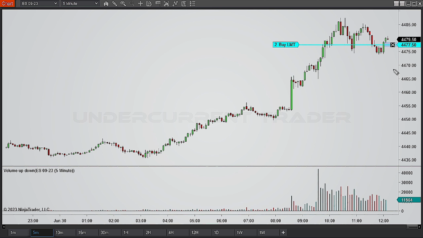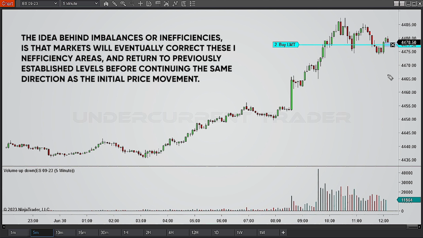As you already know, market imbalances are formed when there is a significant difference in the number of buy and sell orders for a particular asset, leading to rather strong price movements that form an imbalance. These imbalances can create unique trading opportunities for day traders to capitalize on short-term price movements. This is because the idea behind imbalances or inefficiencies, it's basically the same concept, is that markets will eventually correct these inefficiency areas and return to previously established levels before continuing the same direction as the initial price movement.